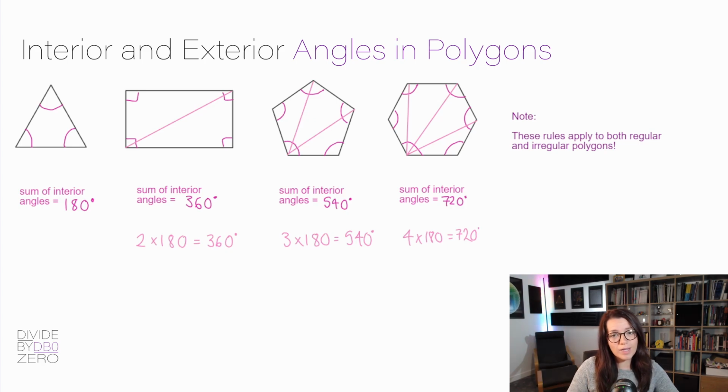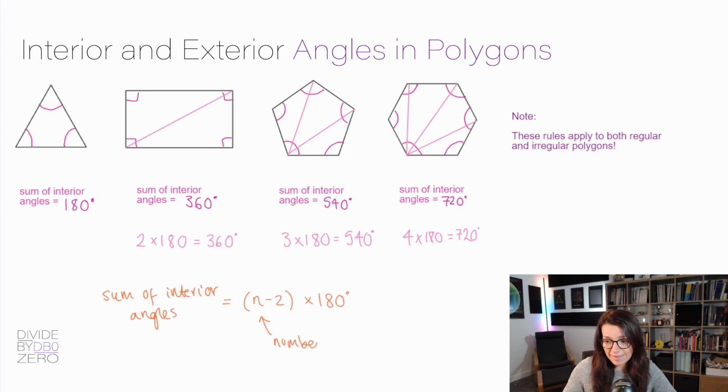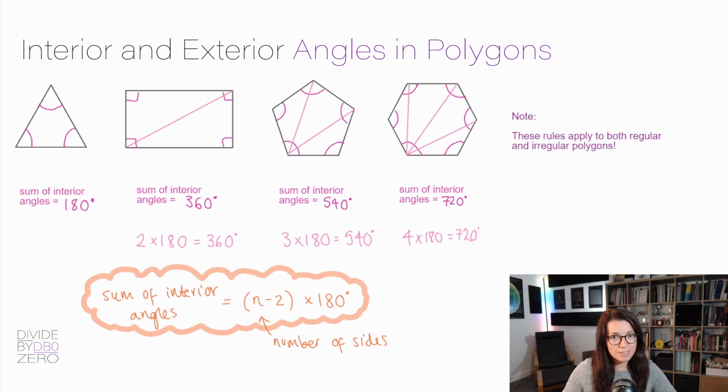There is another way of working out the sum of interior angles that doesn't require you to draw triangles within the shape. There's a formula that you can learn instead. The formula says the sum of interior angles is equal to n minus 2, times 180, where n is the number of sides. To understand a little bit more about this formula, let's take another look at the angles.